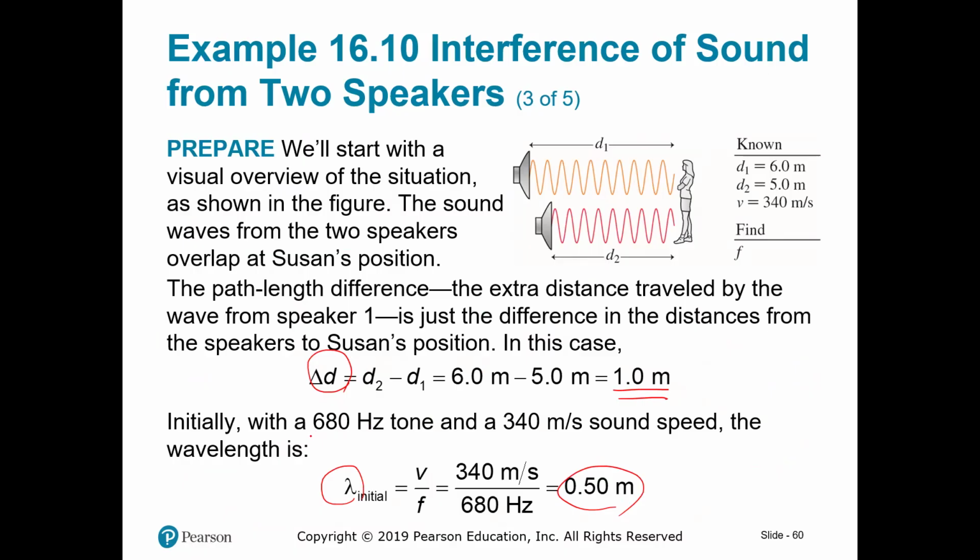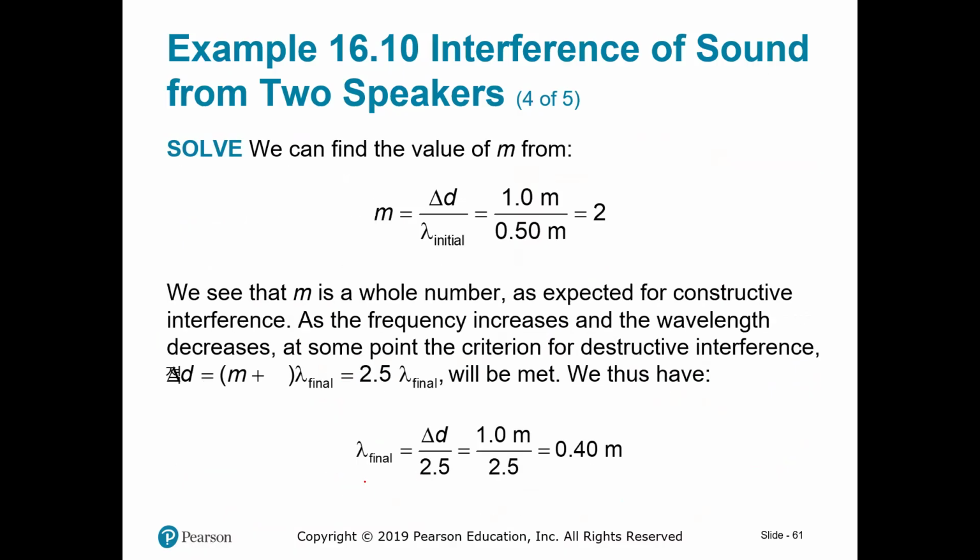But now, because we will change the frequency, the lambda will be changed as well. Okay, so that's what we're going to do here, right? And then you can also see m will be 2, right? Because delta D is m times lambda. What was the delta D? 1 meter, right? So delta D, 1 meter, equals m times lambda, lambda was 0.5 meter, and so m is 2, right? So now you see m is 2.